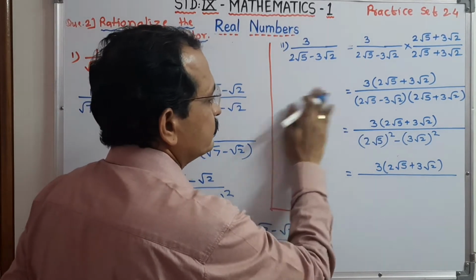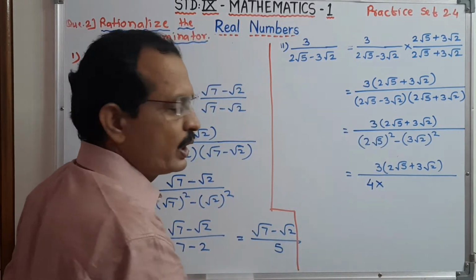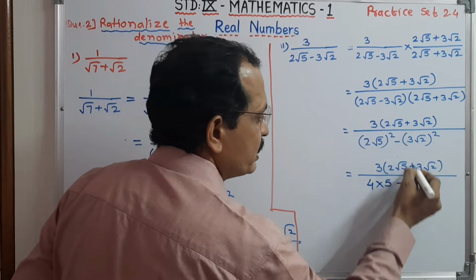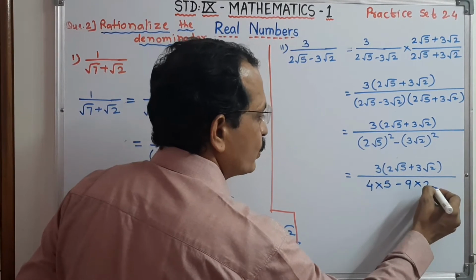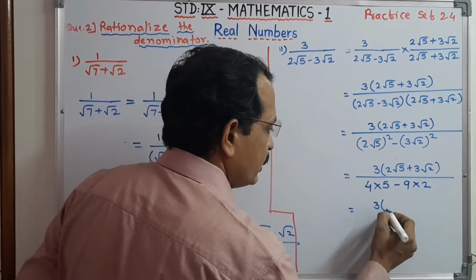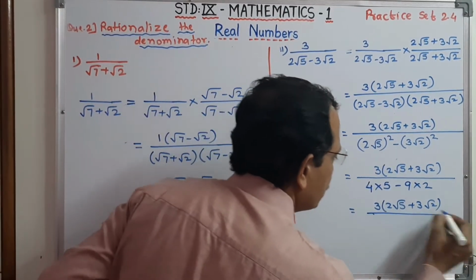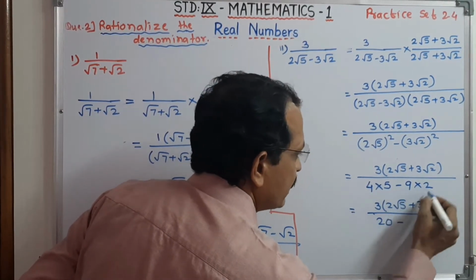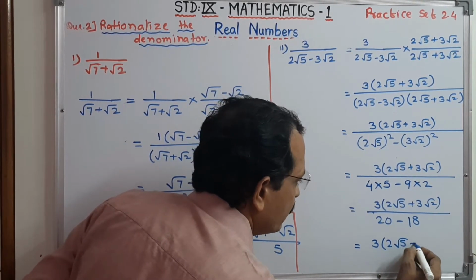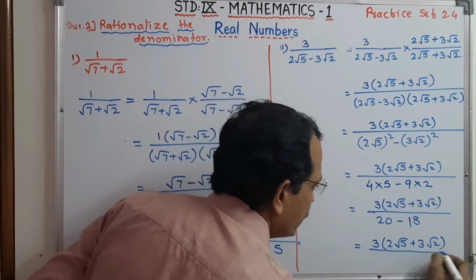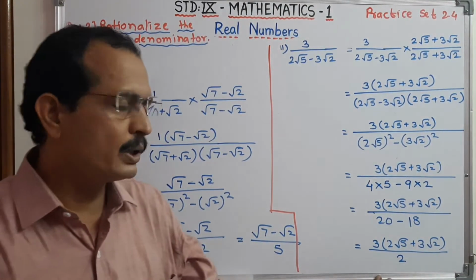Now see here, we have to do the square of this. It is 4 into the square of root 5, which is 5, minus the square of 3, which is 9, and the square of root 2, which is 2. Therefore, dear student, 3 into 2 root 5 plus 3 root 2 as it is, then do the multiplication. 4 into 5 is 20, minus 9 into 2 is 18. Therefore, 3 into 2 root 5 plus 3 root 2 divided by 20 minus 18, it is 2. The denominator is a rational number.